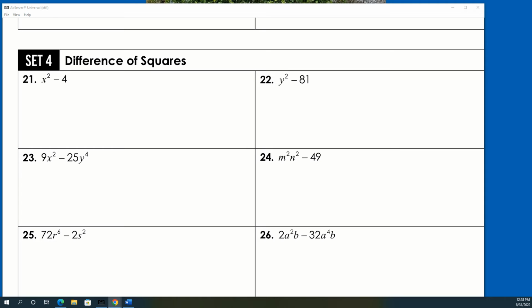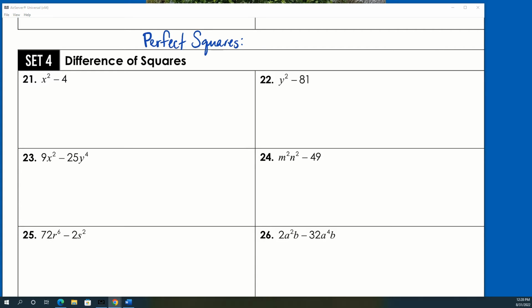Okay, so in math, what does difference mean? Like what operation means difference? Subtraction, yes. So we're going to have subtraction of two perfect squares. So I'm going to take a second, and in this little space we have, I'm going to write down some perfect squares.